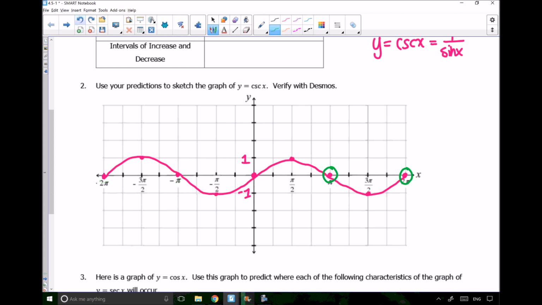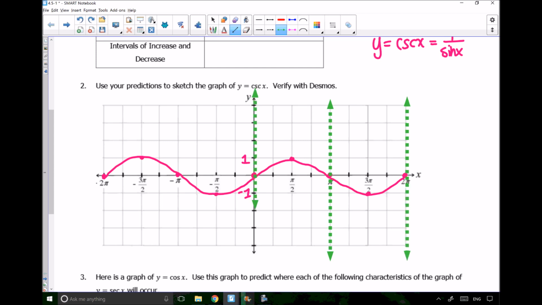Well, if I have zeros at multiples of pi, that means that my reciprocal function will have asymptotes there, because remember, wherever my zeros are, my reciprocal functions will have asymptotes because the reciprocal of 0 is undefined. So I know that in my graph right here that I will have an asymptote at pi, an asymptote at 2 pi, another asymptote at 0, another asymptote at -pi, and another asymptote at -2 pi. And that would continue going in either direction that I'm going here.